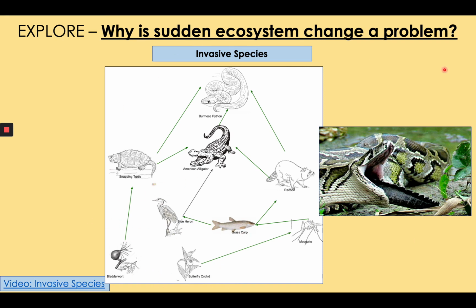But in this example, the invasive species is the Burmese python because it has no predators, so its population grows very fast. It's also very good at hunting, much better than the alligator at hunting these organisms, and therefore it reduces the population of all the other consumers. Invasive species is another problem.